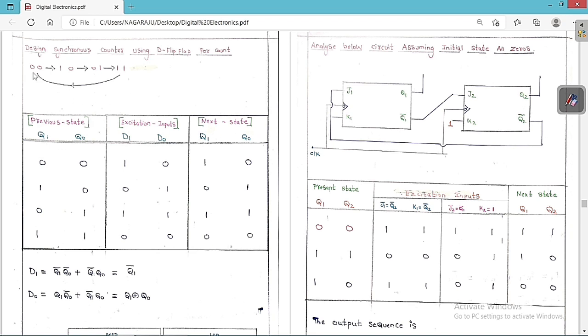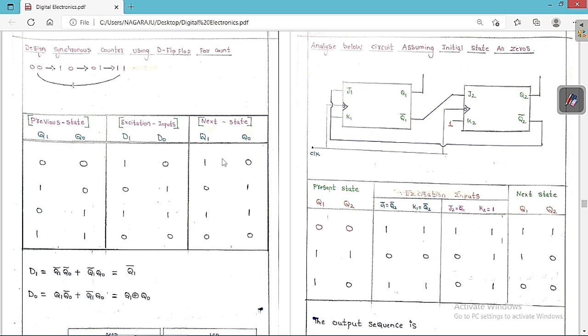So what is the initial state 00, then we want next 10. So we keep 10, and again the next state we need is 01, and then we keep 01, then we want 11, and if you want your 11, the next state is 00. So the same thing is going to repeat.